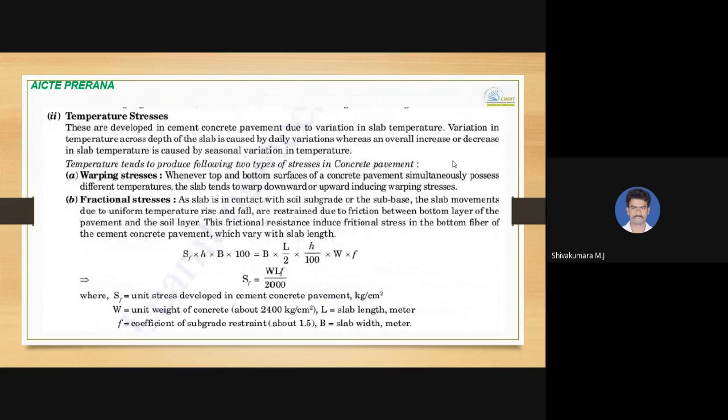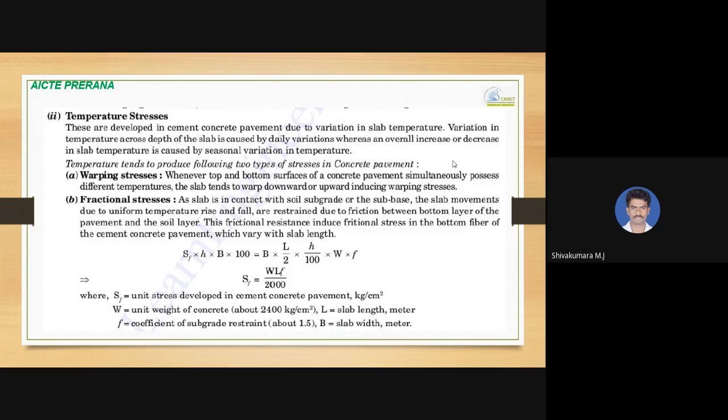Temperature stresses. These are developed in cement concrete pavement due to variation in slab temperature. Variation in temperature across the depth of the slab is caused by daily variations, whereas overall increase or decrease in slab temperature is caused by seasonal variations in temperature. The temperature tends to produce the following two types of stresses in concrete pavement: one is warping stresses and another is frictional stresses.